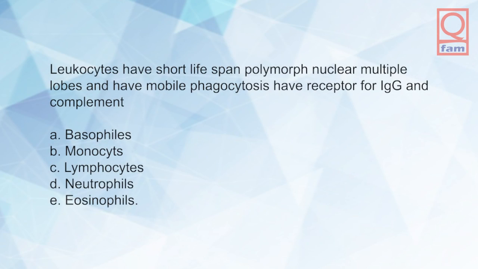Leukocytes have short lifespan, polymorphonuclear multiple lobes, are mobile, phagocytic, and have receptors for IgG and complement? A. Basophils. B. Monocytes. C. Lymphocytes. D. Neutrophils. E. Eosinophils. The answer is D. Neutrophils.